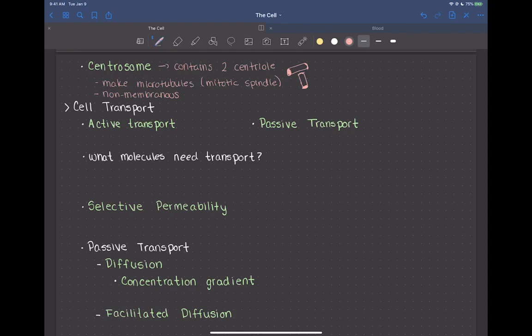So before we talk about cell division, we're going to spend a little time talking about cell transport. All right, so with cell transport, there are 2 types of cell transport. So it can be either passive or it can be active. And so with active transport, it is going to require ATP. Passive transport does not require ATP.